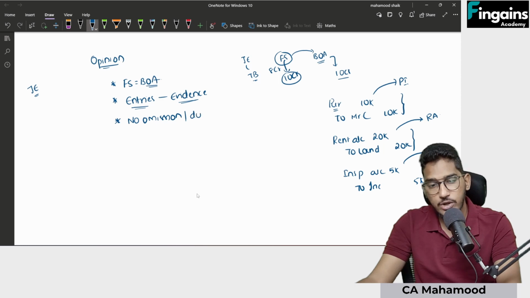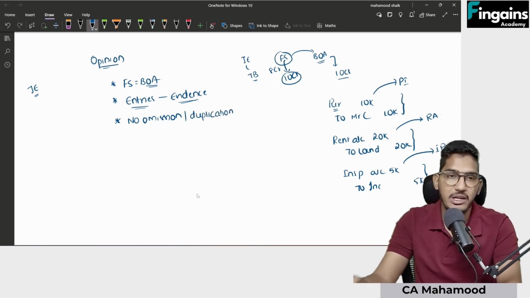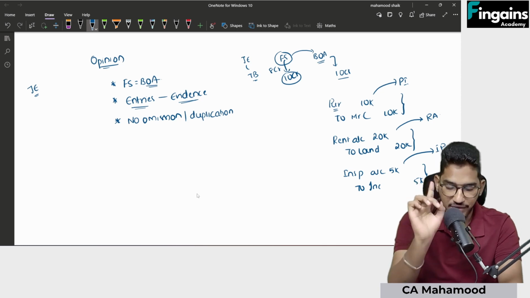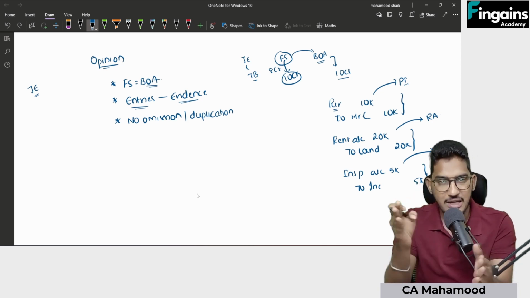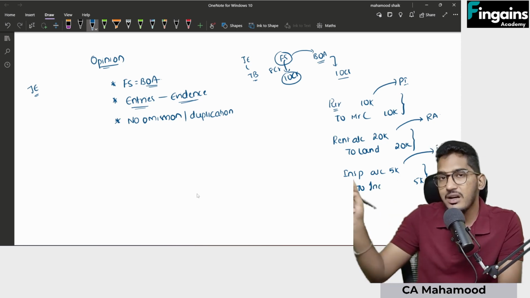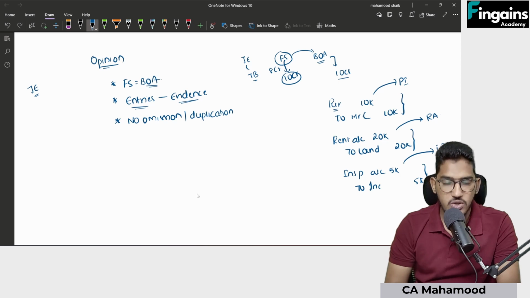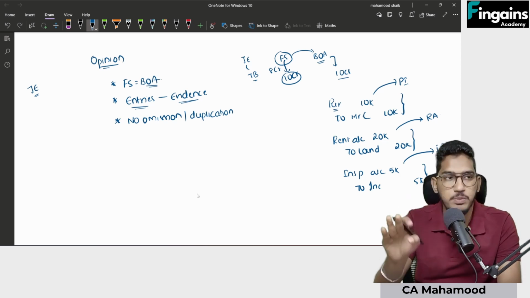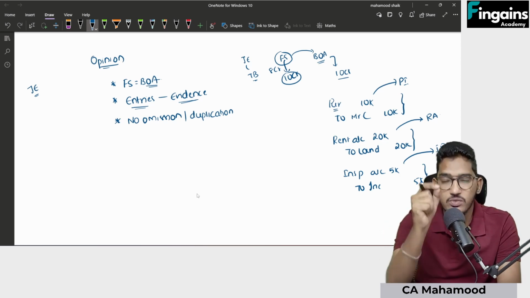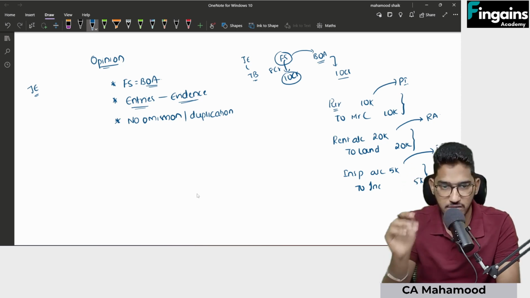There should not be any duplications. When I say duplication, an entry should be recorded only once. If I am making one sale, that sale entry should be recorded only once. Against one sale invoice, I can't write the invoice 2 times, 3 times, 4 times in my books of accounts. So that is the meaning of there should not be any duplications, which means one invoice, one entry, one transaction should be recorded only once, not more than once.